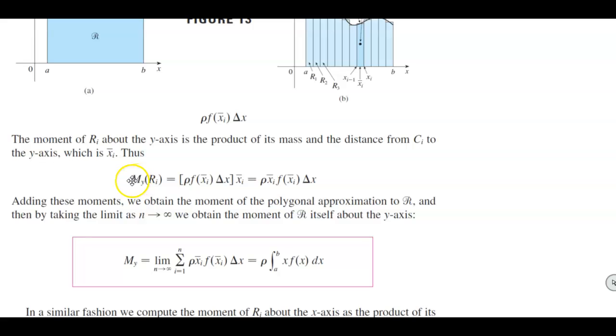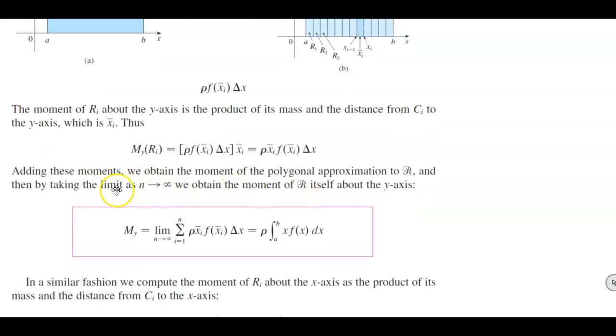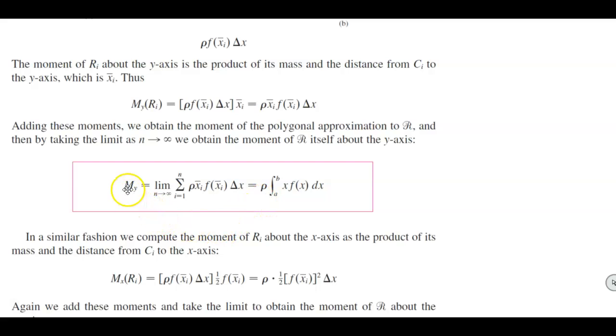Thus we get the following formula. The moment about the y-axis of this rectangle is rho times f of x bar times delta x times x bar, which becomes rho times x bar times f of x bar times delta x. Now, adding these moments, we obtain the moment of the polygonal approximation to the region, and then by taking the limit as n approaches infinity, we obtain the moment of the region itself about the y-axis. So the moment M_y is equal to the integral from a to b, factoring out rho, of x f of x dx.